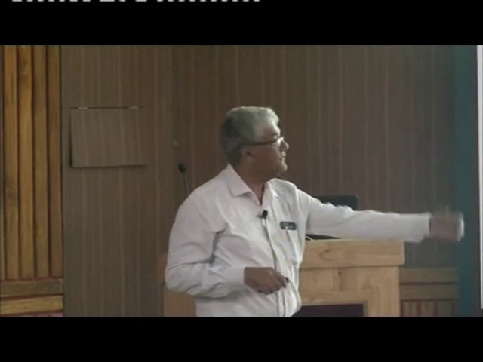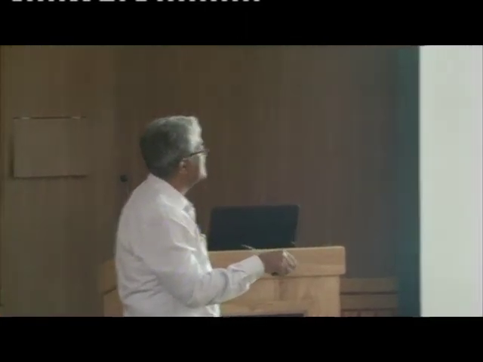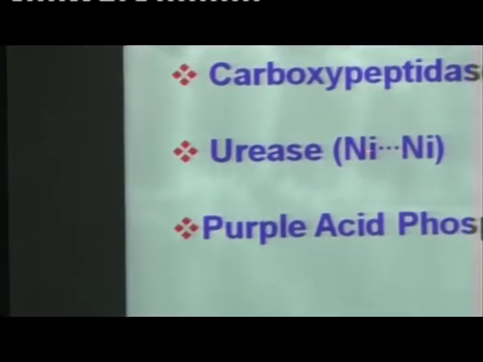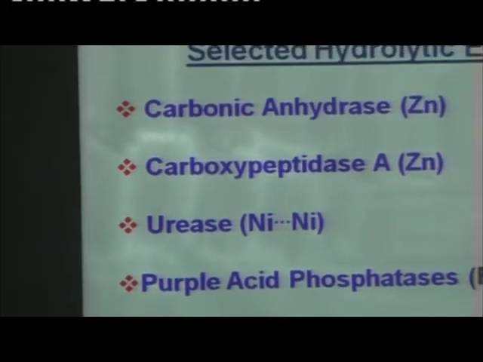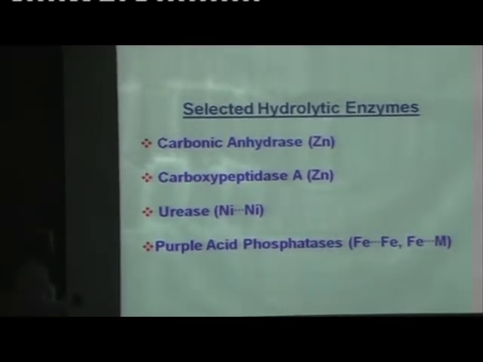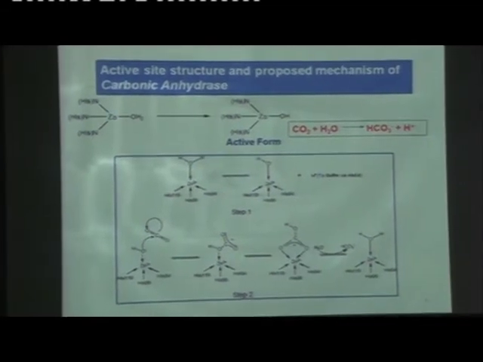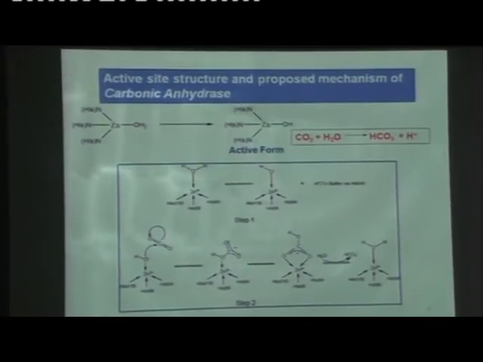Now the point is, I will give selected examples. Carbonic anhydrase is the one which has zinc. Carboxypeptidase also zinc. Urease, nickel. Purple acid phosphatase, iron and some other metal ion, manganese, iron. So let us go step by step through the enzymes. This is very, very important. Carbonic anhydrase. It is a very simple thing.